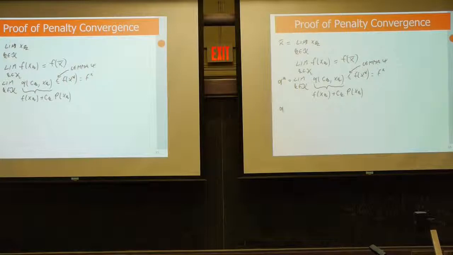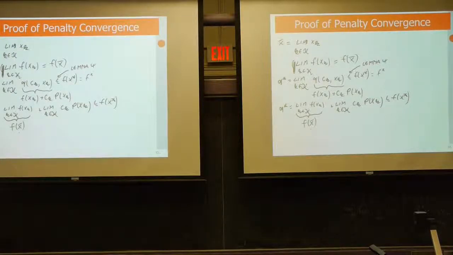Okay, so from this, q star is the limit of f of xk, k in K, plus the limit of ck p xk. And we know that this is smaller than f of x star. So what is this expression? Just to give you a hint, that's f of x bar. And from that we have that q star minus f of x bar is the limit, k in K, of ck p xk.